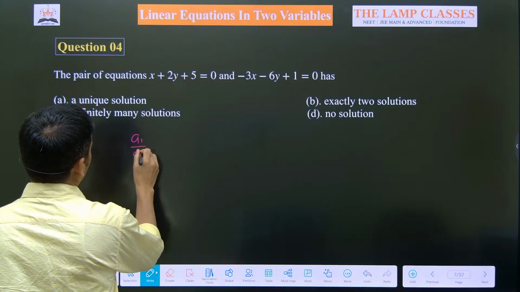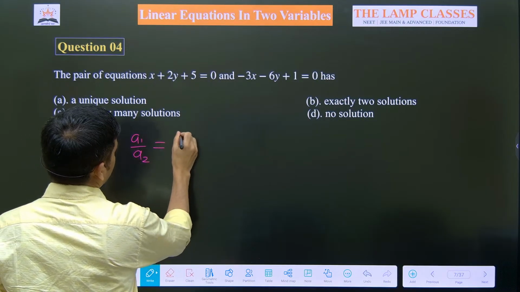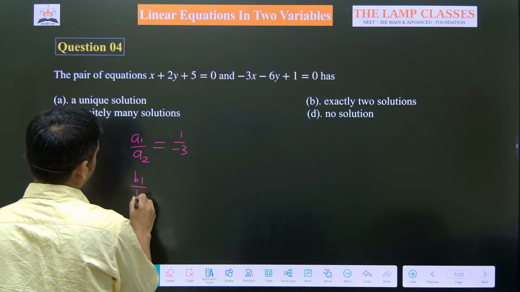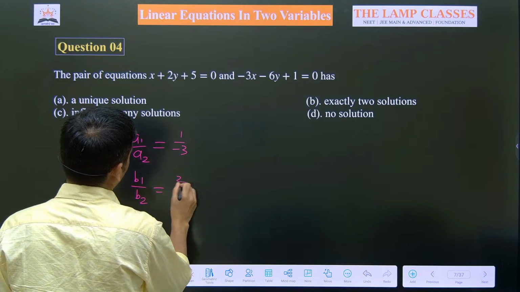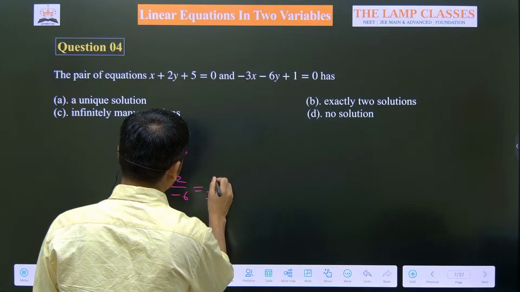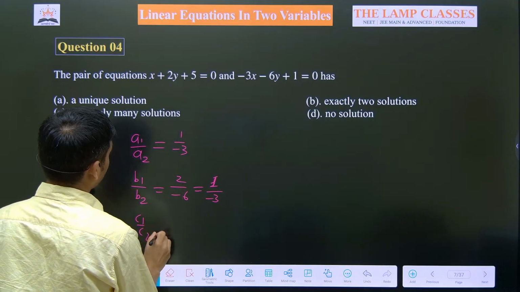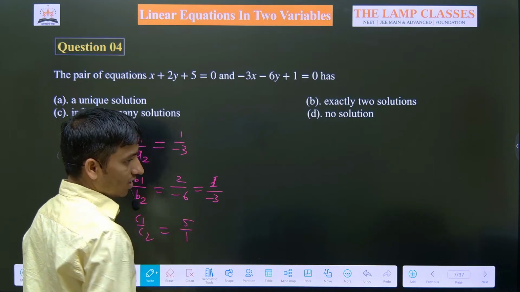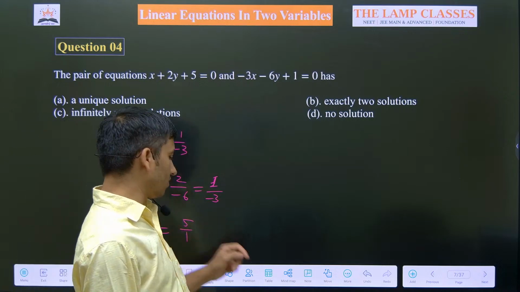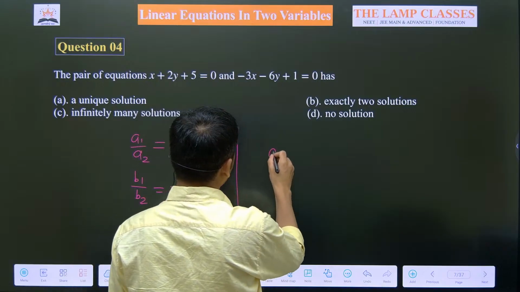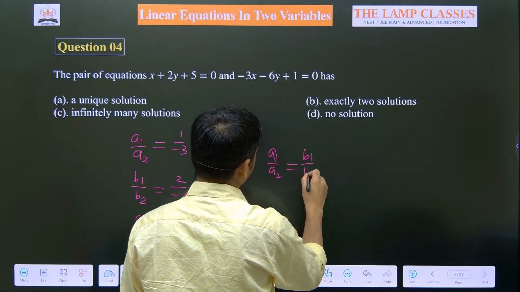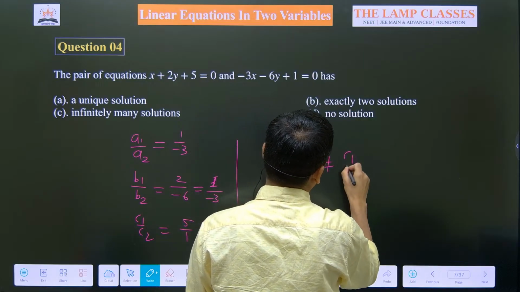A1 upon A2 is 1 upon minus 3, B1 upon B2 is 2 upon minus 6, which can be simplified to 1 upon minus 3 only, and C1 upon C2 is 5 upon 1, right? So clearly A1 upon A2 is equal to B1 upon B2, but it is not equal to C1 upon C2, right? So which will be the more suitable option?